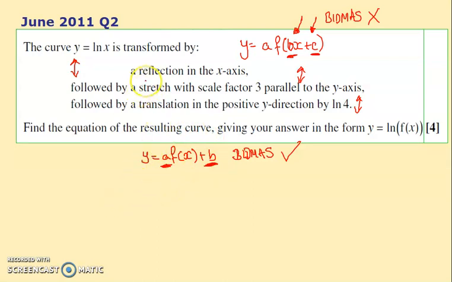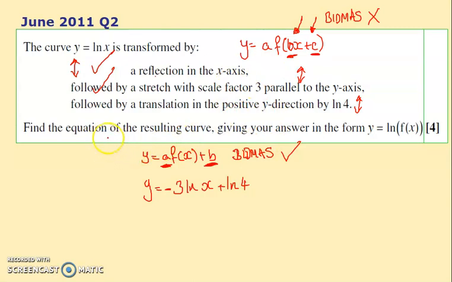So it says here we've got a reflection. That's effectively like a times by -1, followed by a stretch, scale factor of 3. So I think this is going to be y equals log of x initially. And to make it a reflection in the x-axis, I know I've got to put a minus in front, and stretch it scale factor 3 parallel to the y-axis. I reckon that's it. The only slight issue is I've also got to do a translation in the positive y direction by log 4, so I could go plus log 4, and you notice I'm just adding log 4 on. So that's actually the answer.